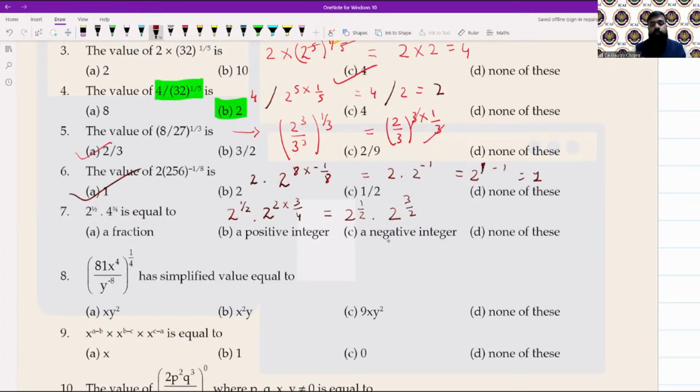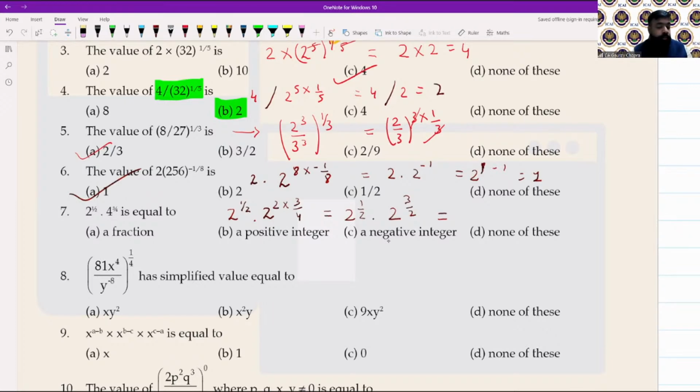Now base is same, power will be added. So we can add the power half plus 3 by 2. It becomes 2 square, that is 4. Now what is the correct option? A positive integer. Yes, it is a positive integer. Okay, and here the sign is negative. So what will be the exact answer? We have to change the sign here because it is a negative sign.